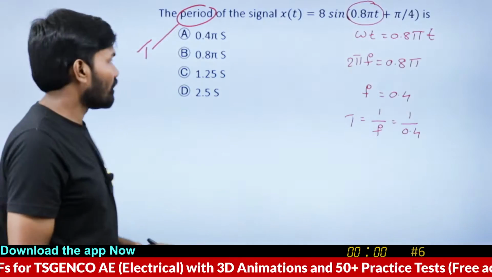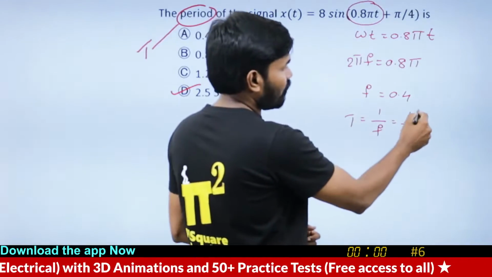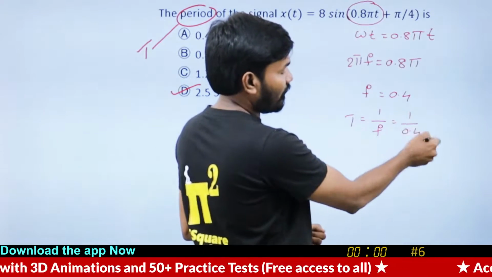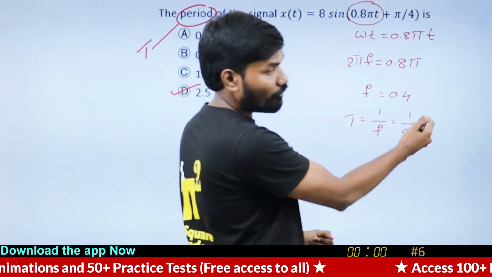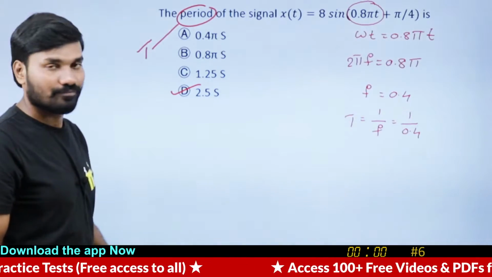That's the answer. Okay, so it's 2.5 because you multiply both sides by 10. I mean, up and down 10. 10 by 4 is 2.5 seconds. That's the answer.